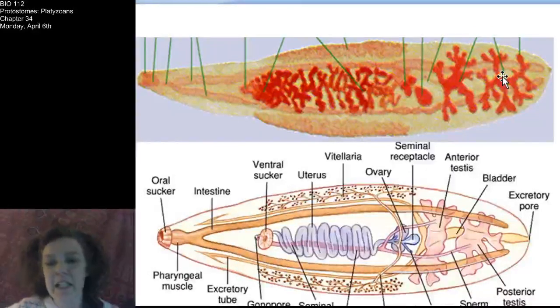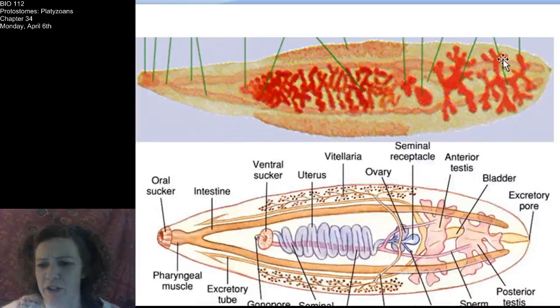Let me go back through this again. Uterus, up here is the gonopore, uterus, seminal receptacle, ovary. I hope I didn't call this a seminal vesicle. Seminal receptacle. The seminal vesicle is up here. Testis, testis. And then it excretes out here. And actually in here, I don't know if it's showing you very easily, they do have a bladder for excretion. It's just very difficult to see on here.